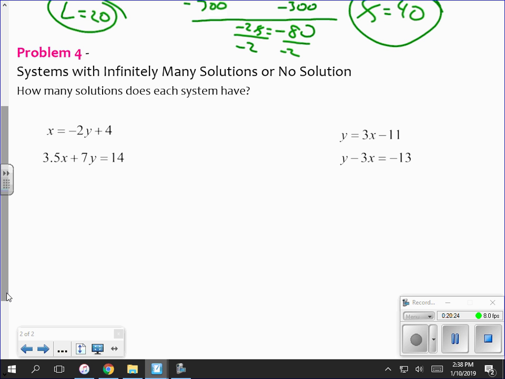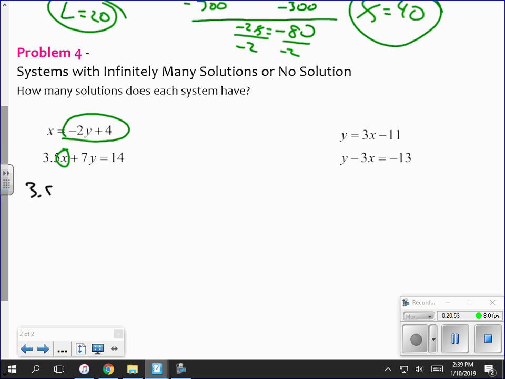Okay, so we have here two particular types of problems. These are goofy ones. Now the substitution's already set up. I already have x equals my first set of problems and y equals my second set of problems. My first one, x, is negative 2y plus 4. So I put negative 2y plus 4 in here.